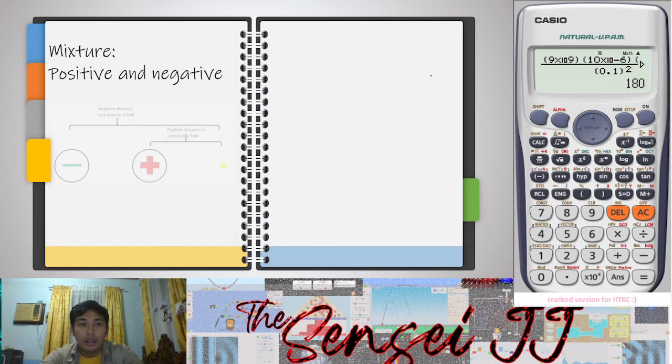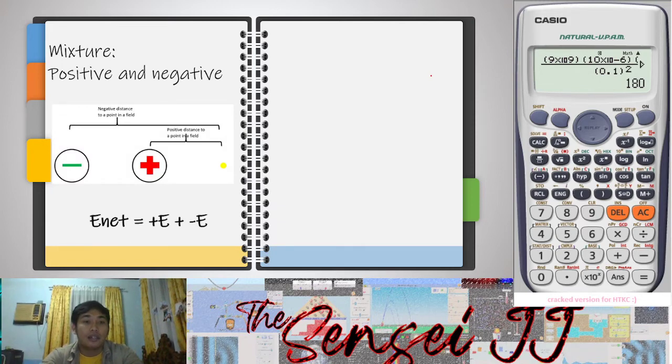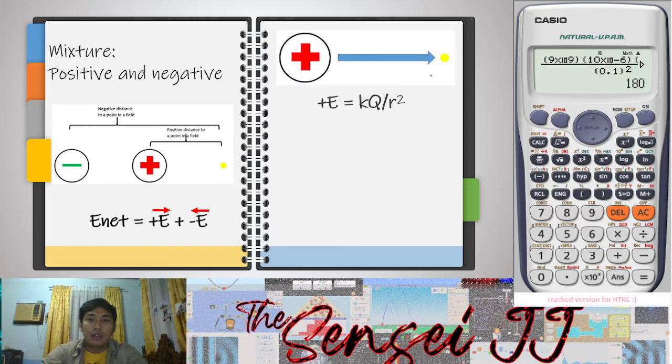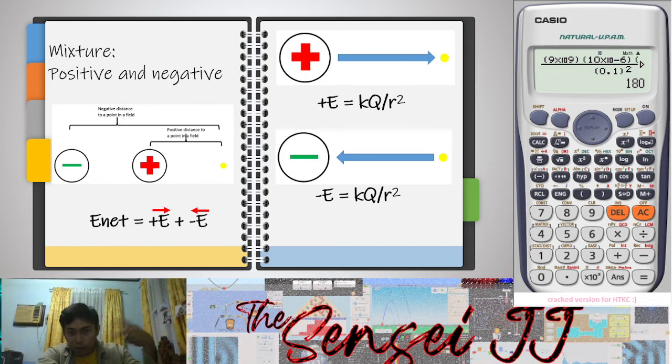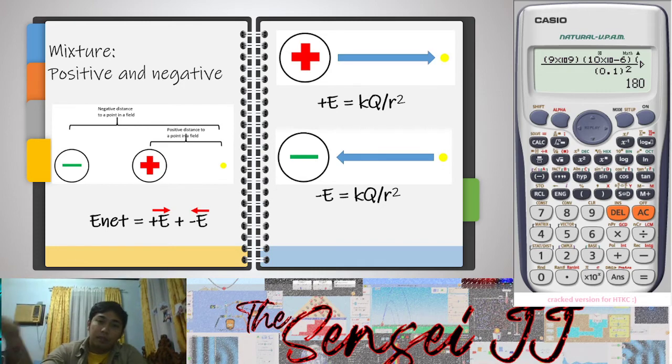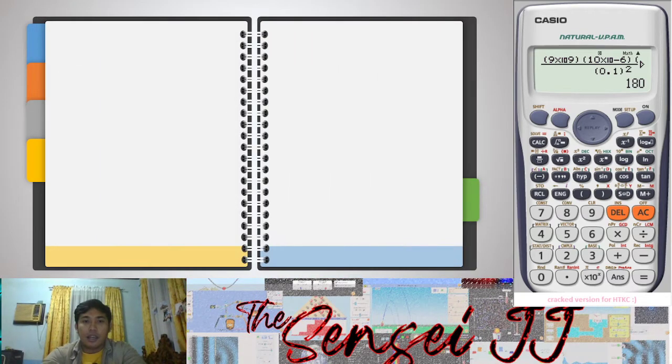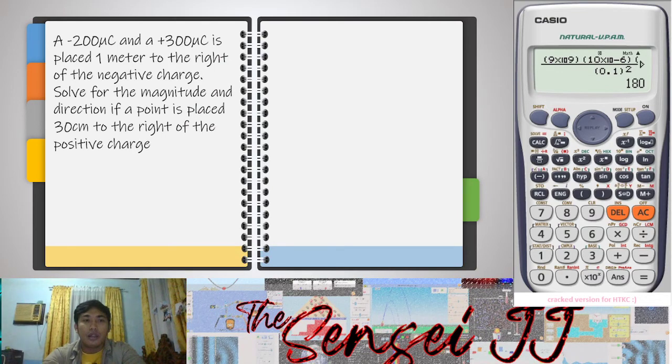Okay, so we have here a mixture of positive and negative. Always papalayo ang ating positive charge and papunta naman ang ating negative charge. Okay, so always remember the positive charge always gives away charge, and the receiver will always be negative. So we have here a negative 200 microcoulomb and positive 300 microcoulomb.